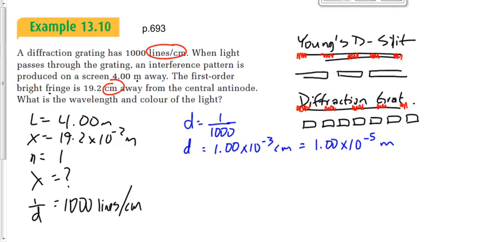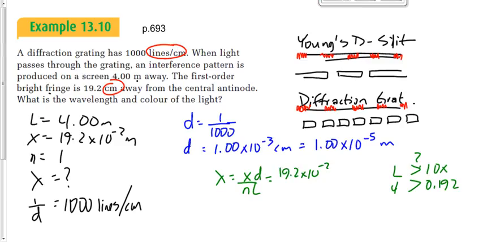And now I think I'm going to try that second equation, x d over n times L. Am I allowed to use it? Well, is L greater than 10 times x? L is 4. 10x is 0.192. L is way bigger than 10 times x. So sure enough, I'm allowed to use it. Okay, well, let's plug in our numbers. 19.2 times 10 to the minus 2 times d, that's the number that I just got.